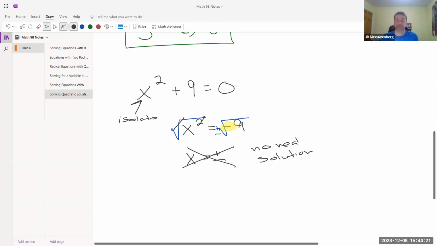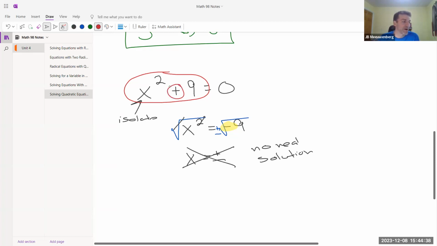Okay, we don't have any options. You can't take the square root of a negative number. Now, just to connect this with other things that we've learned, you might have looked back here and said, hey, we factored differences of two squares, and isn't this kind of the same thing?